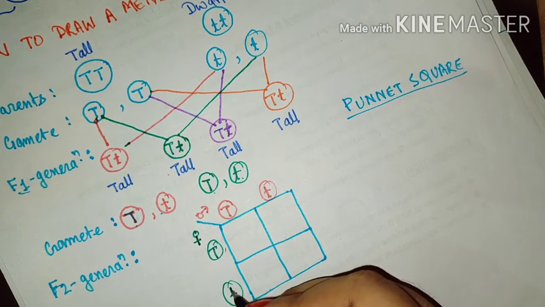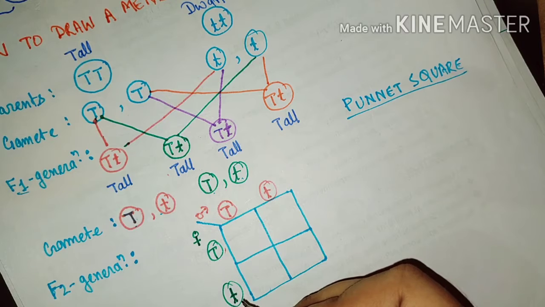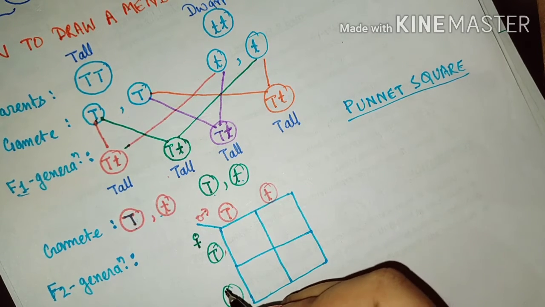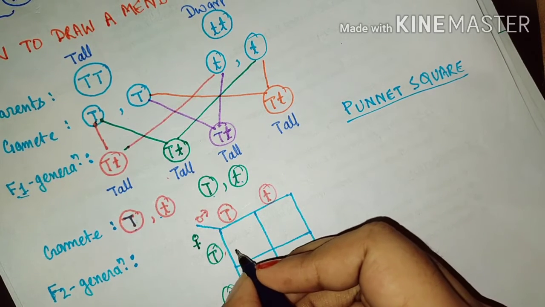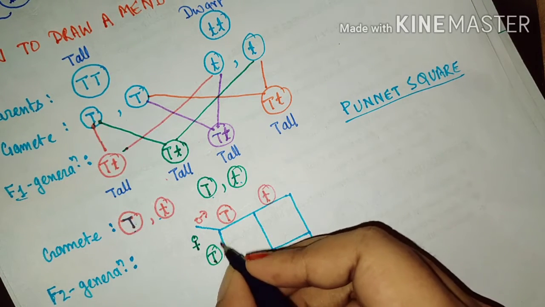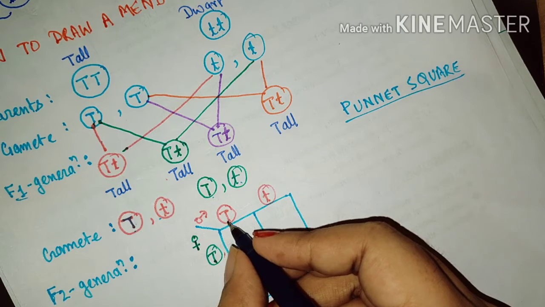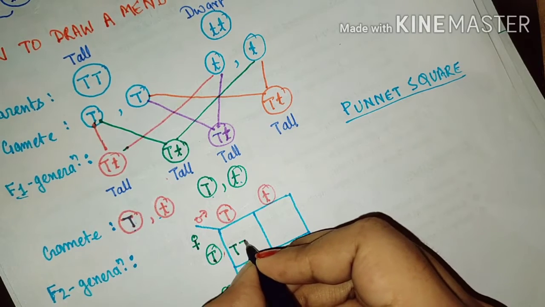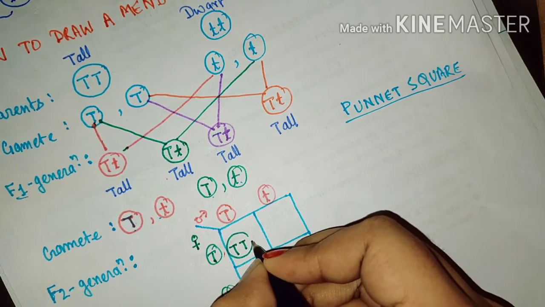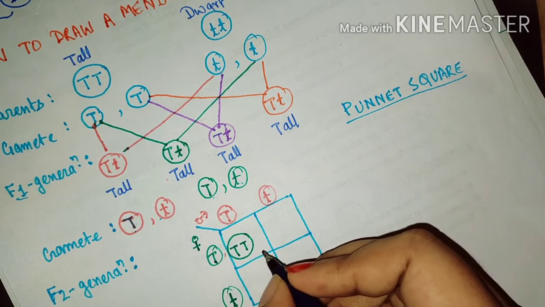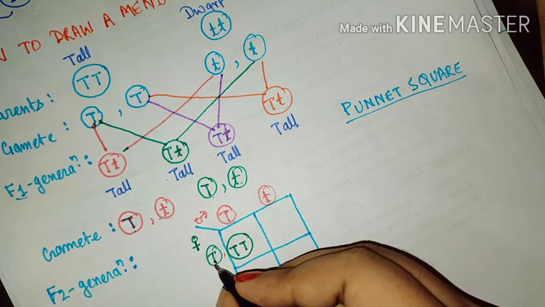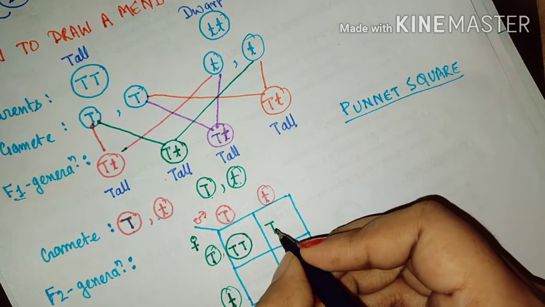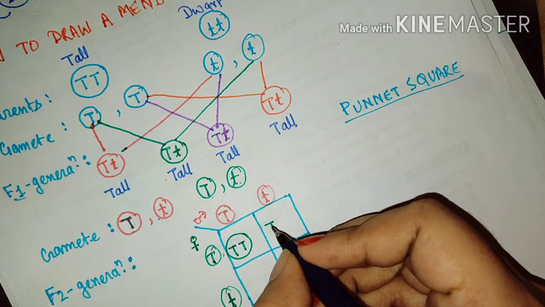You have to go through this procedure whenever you are asked to draw a cross. Now let us see the formation of individuals. So this capital T will fuse with this capital T. This gamete will fuse with this gamete. So such a type of progeny will be formed. Then this capital T will fuse with this one. This capital T will fuse with this one.